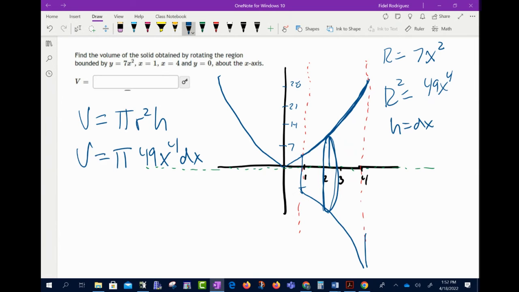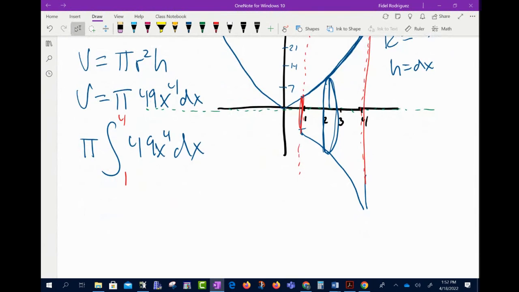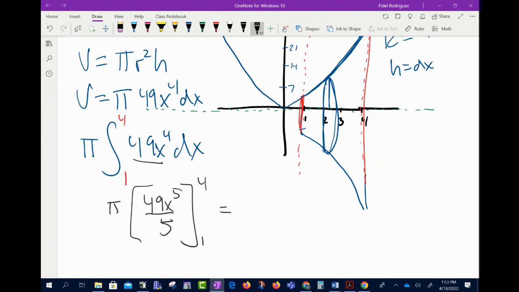Okay. So now we're going to integrate this thing. So I'm going to leave the pi on the outside. We're going to integrate 49x to the 4th dx. We're going to integrate this, y'all. Look at what limits we're using now. From 1 to what? 1 to 4. There you go. Okay. All right. So first question. Anybody know what is the antiderivative of 49x to the 4th? There you go. Here's my pi. And again, y'all, we're evaluating this from 1 to 4.